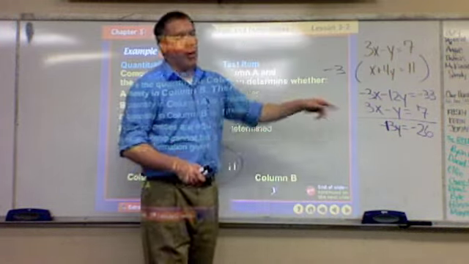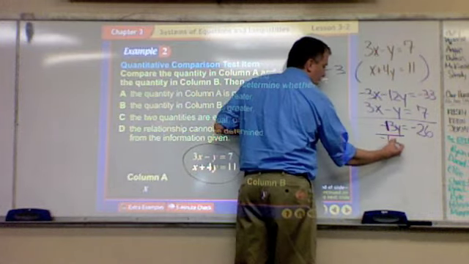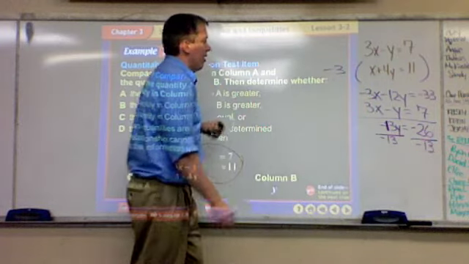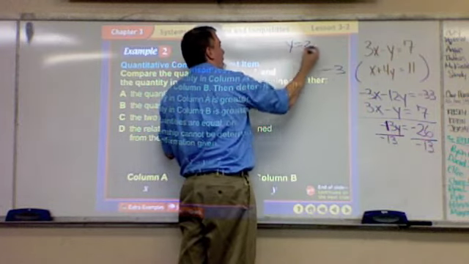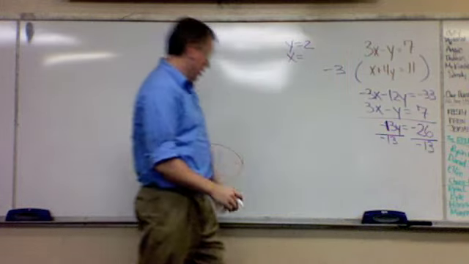Alright, how do I solve that? What am I going to divide by? -13. Alright, what's -26 divided by -13? 2. So y is 2. How do I find out what x is? Plug it in. I can plug it in anywhere.